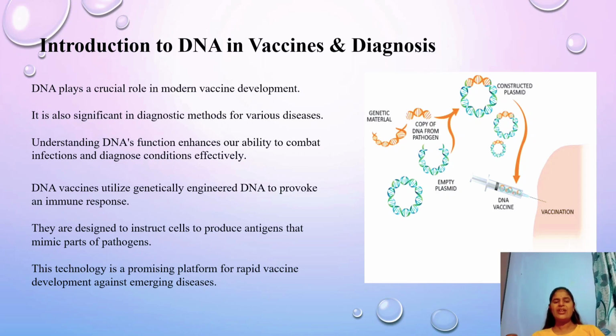DNA vaccines utilize genetically engineered DNA to provoke an immune response. They are designed to instruct cells to produce antigens that are part of pathogens. This technique is a promising platform for rapid vaccine development against emerging diseases.